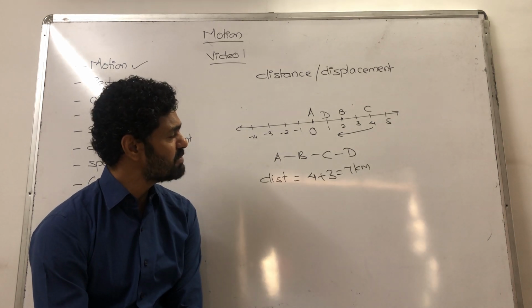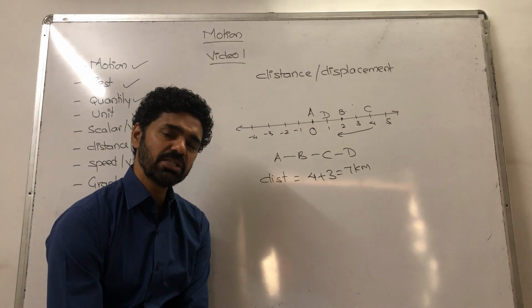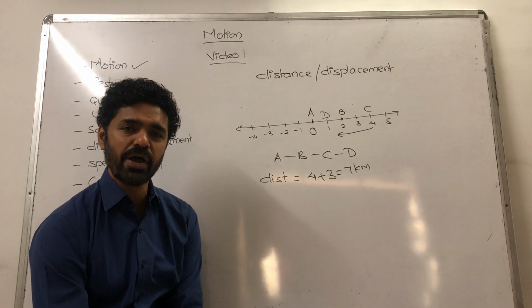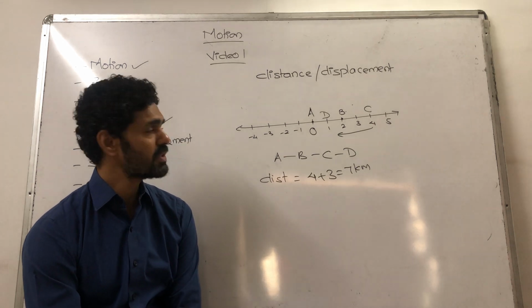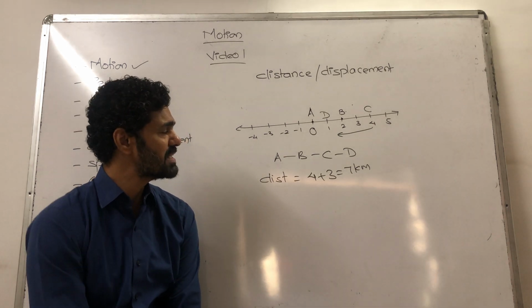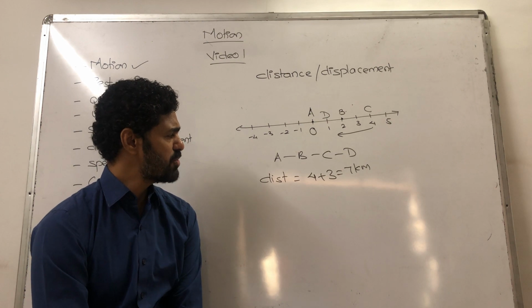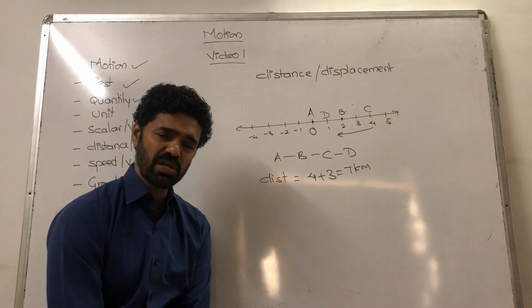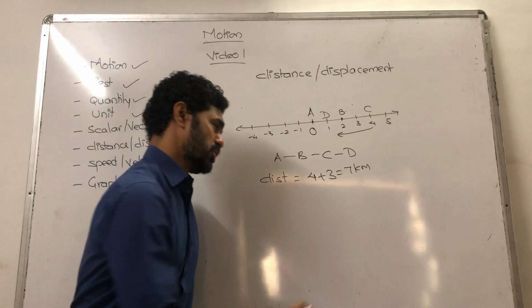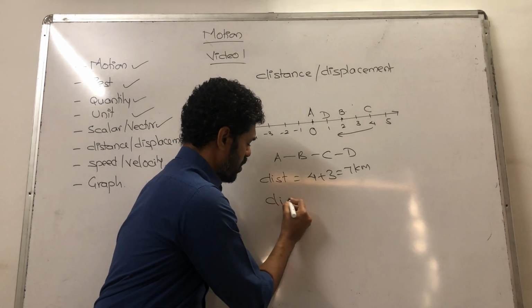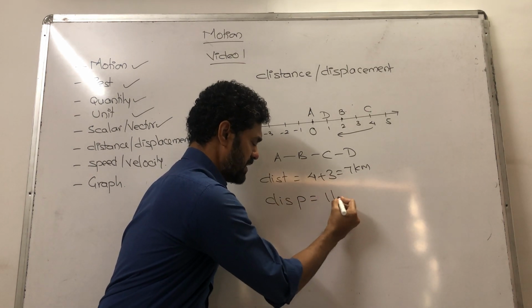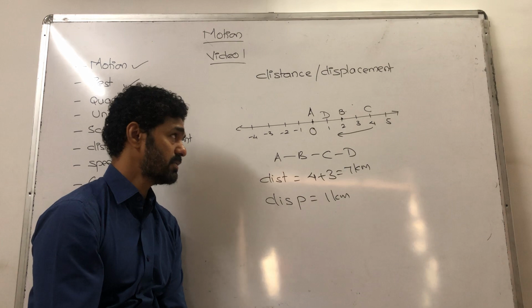What is the displacement? Now displacement is the shortest distance between the initial and final point. Where did you start from? We started from the origin, that is at A. Where are you now? You are at D. So what is the shortest distance between A and D? The shortest distance between A and D is 1. So our displacement is only 1 kilometer.